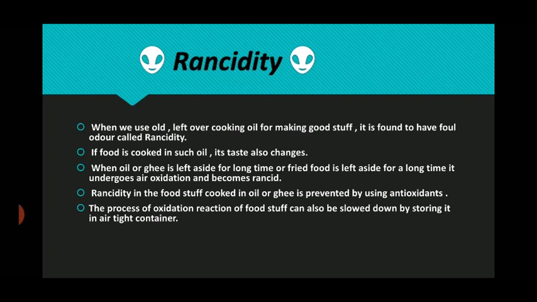Rancidity in foodstuff cooked in oil or ghee is also prevented by one method, that is known as antioxidant. Thank you very much.